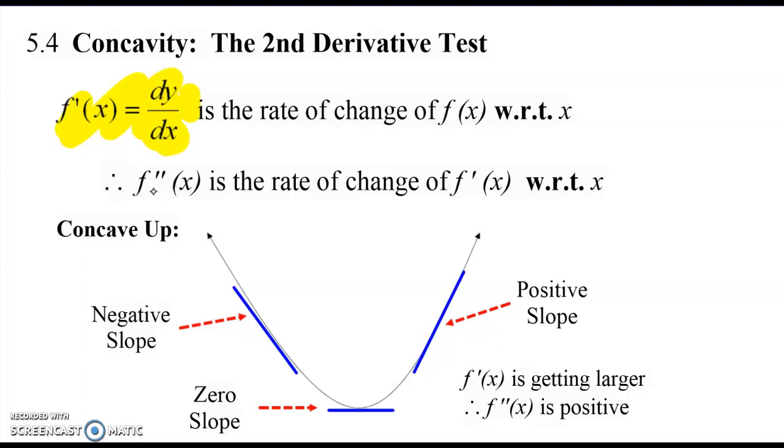Therefore, when we take the second derivative, this is the rate of change of the first derivative with respect to x. Okay, so concave up, we know concavity, we talk about a parabola opening up or opening down. That's what concave up means, it opens up. Concave down would be opening downward. We look at this side here of the concave having a negative slope. So this would be the first derivative.